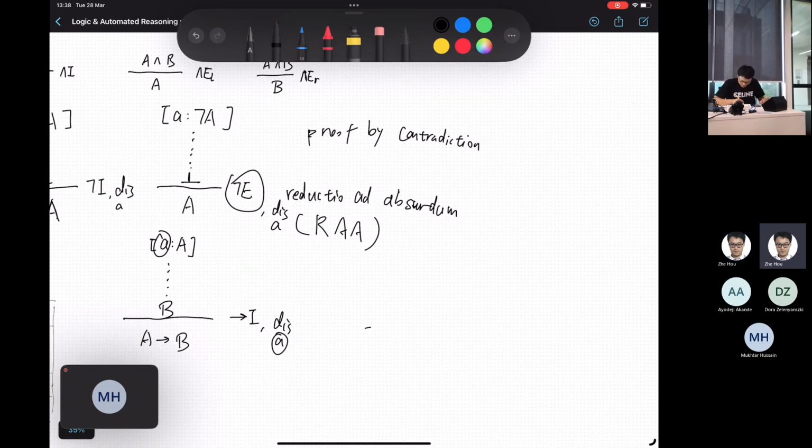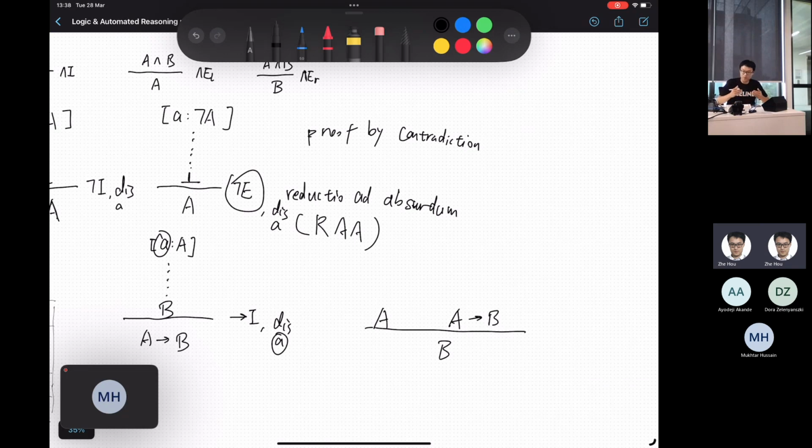So if you have an implication as a premise, the way you can eliminate it is when you also have that the left-hand side is true. Okay, so you know that A implies B. If A is true, then B is true. And you also know that A is true. Then what can you derive? You can derive that B is true.